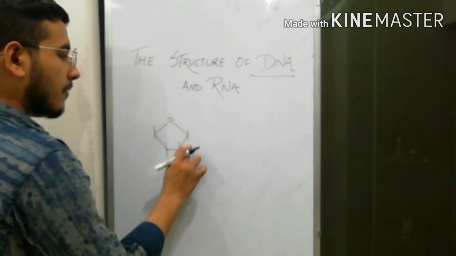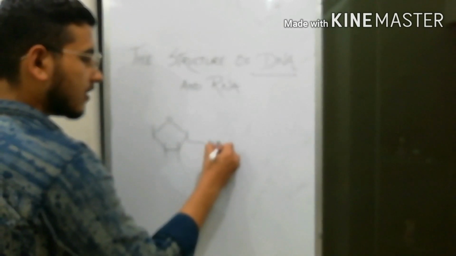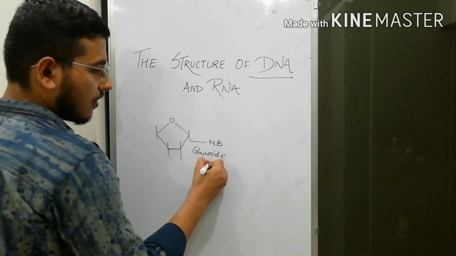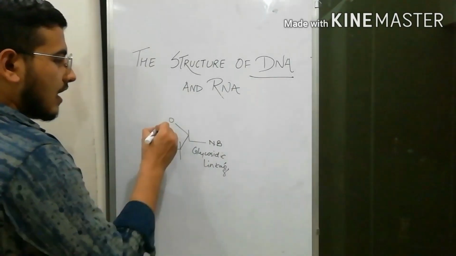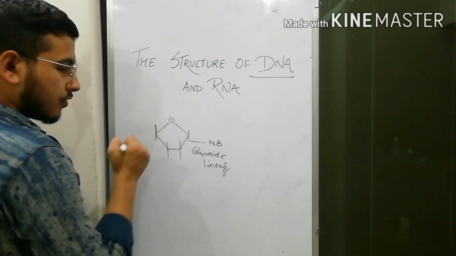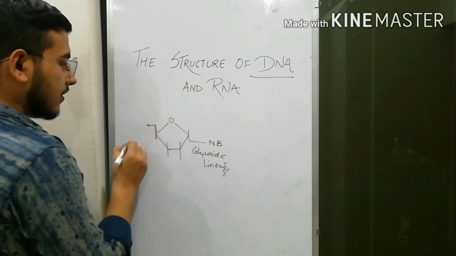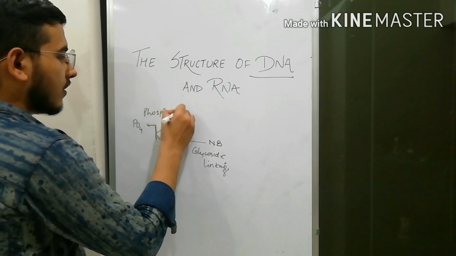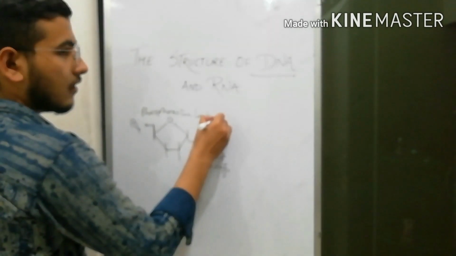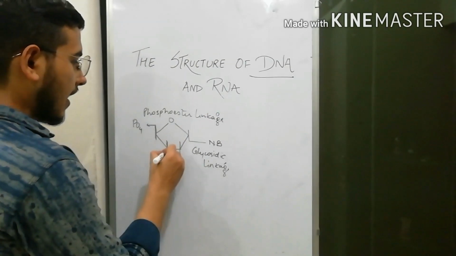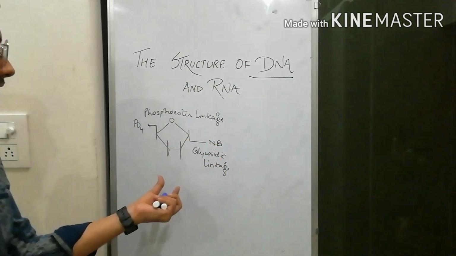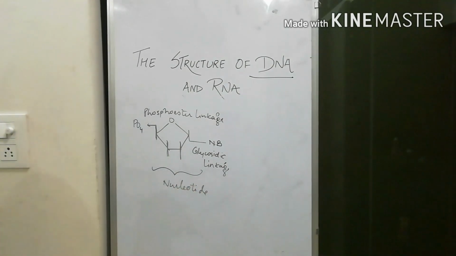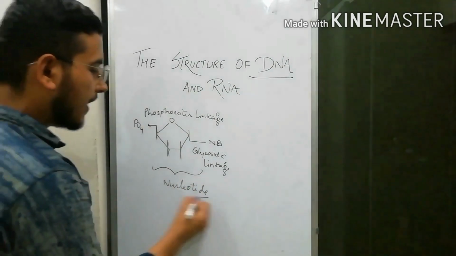Pentose sugar is linked with a nitrogenous base with a glycosidic linkage, and this sugar at this position is linked with phosphate by a phosphoester linkage, and thus this is a complete nucleotide.